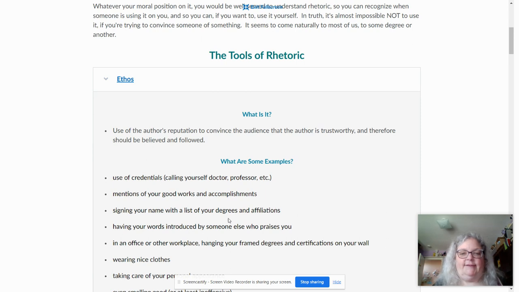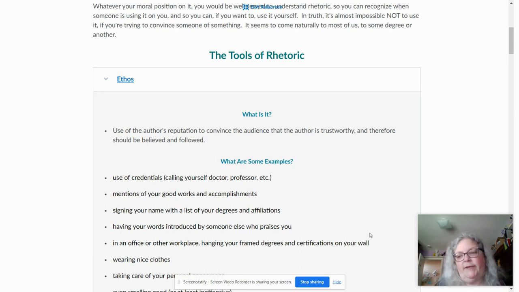Signing your name with a list of your degrees and affiliations. So once you have finished school and perhaps you've got some certification of some kind, either another degree or you've earned a journeyman certificate in some trade or whatever the case is, if you put those letters that represent your degree, your certificate, etc., after your name, that's a sign that you're trying to assert your ethos, your credibility.